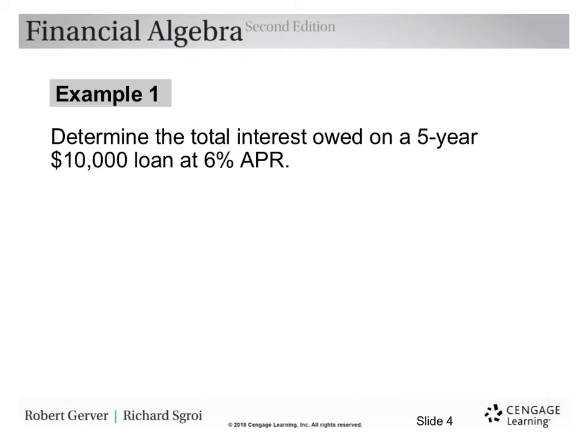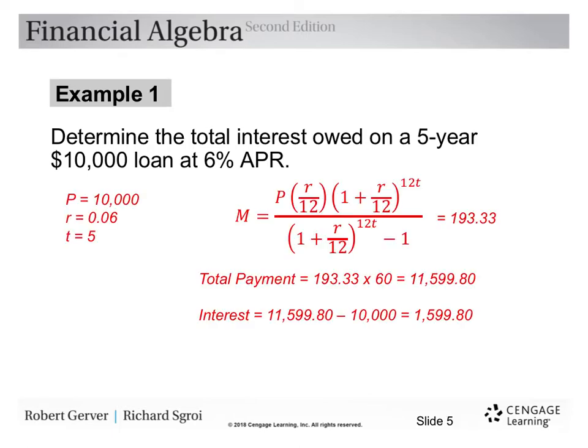So let's look at our first example. Determine the total interest owed on a 5-year, $10,000 loan at 6% APR. All right, so we're going to use the monthly payment formula that we learned before. Our principal is $10,000. Our interest rate is 0.06. Remember, we do it as a decimal, and the time is 5 years. So we plug it into our formula here.